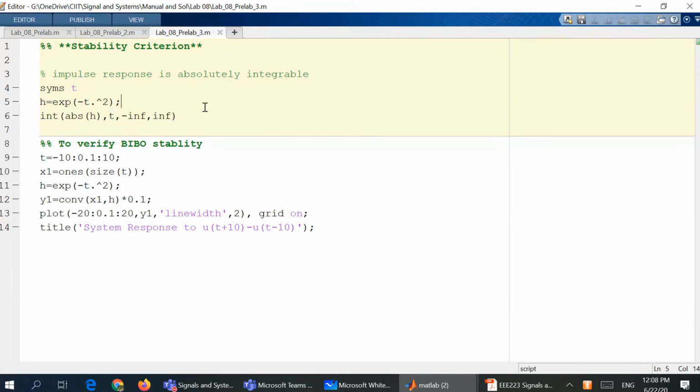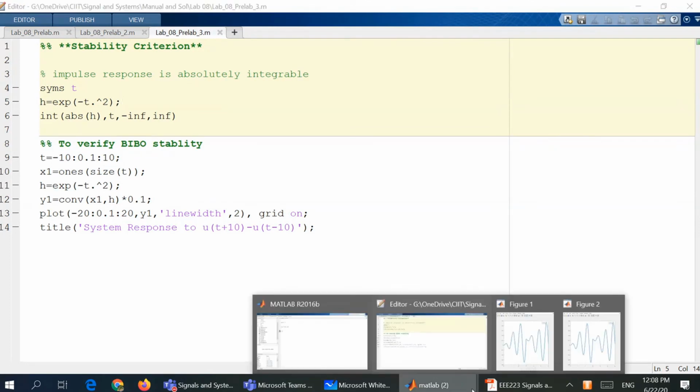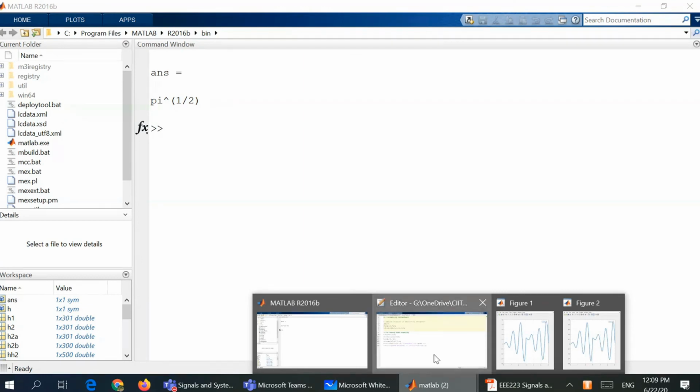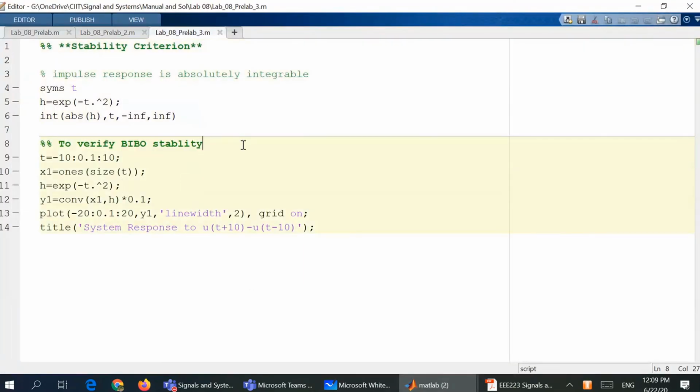Okay, if we check the first part, we have taken some h or impulse response as an example. So let's check what the result is. So we have the result. Yes, this is the answer. What does that mean? That means that the integration over minus infinity to infinity of h of t is some value. So it is bounded, or integrable, it's not infinity, so the system will be stable. If we want to verify, we can verify by BIBO stability.